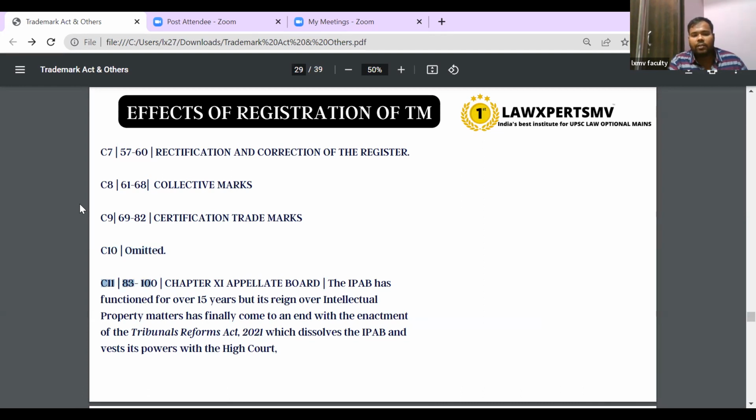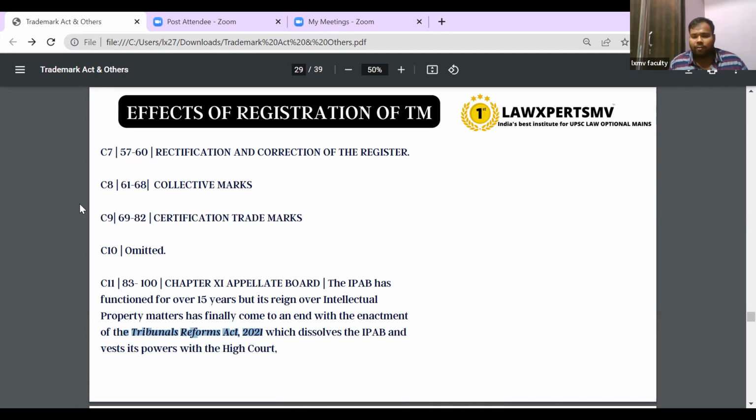Chapter 11 deals with the aspect of the appellate board. When you are affected by the decision of the registrar, we have seen the authority of the registrar who should register your trademark, right? So when he is not accepting your application, or when you are affected by the decisions of the registrar, you can appeal to the IPAB, which is the Intellectual Property Appellate Board. But this appellate board was recently abolished by the Tribunal Reforms Act. So the good thing is that we need not learn anything about the IPAB. That's a very good thing for you.